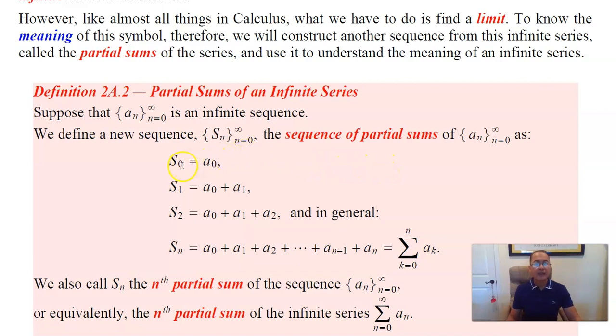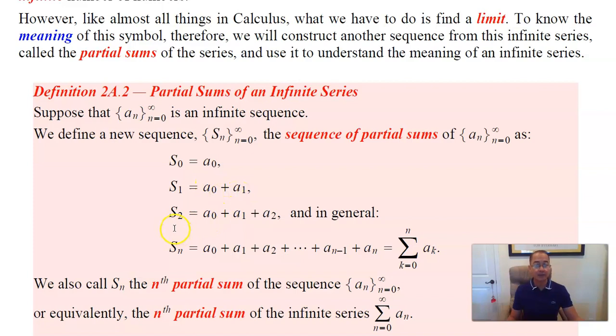So the zeroth partial sum, S sub 0, is simply the zeroth term of our sequence. Just copy it out. That is the zeroth partial sum. What is the first partial sum, S1? You add the next term, which in this case would be a sub 1. So to a sub 0, we will add a sub 1.